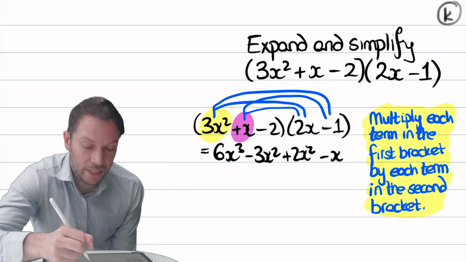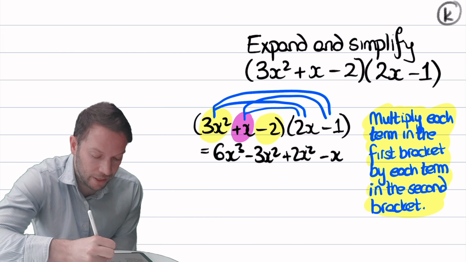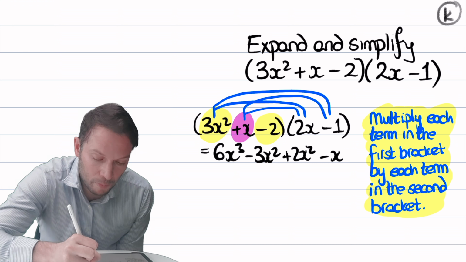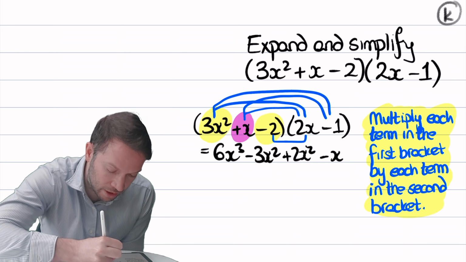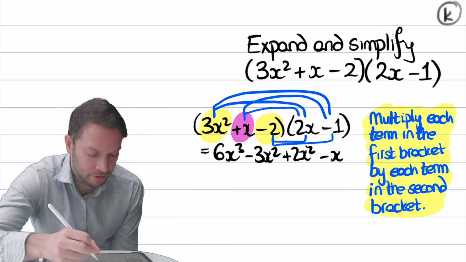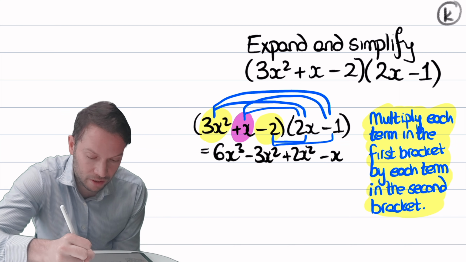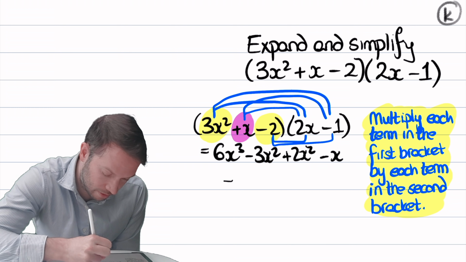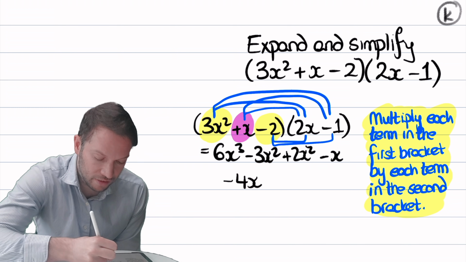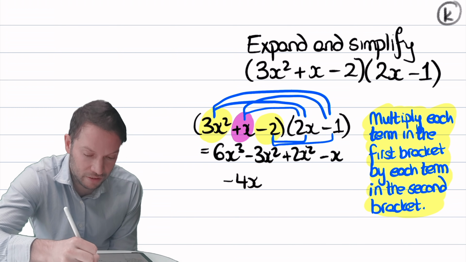And then finally, I'm going to do this last thing, the third thing in the first bracket, multiplied by each thing in the second. So the -2 times the 2x and the -2 times the -1. So the -2 times the 2x is going to be -4x. And the -2 times the -1 is +2.